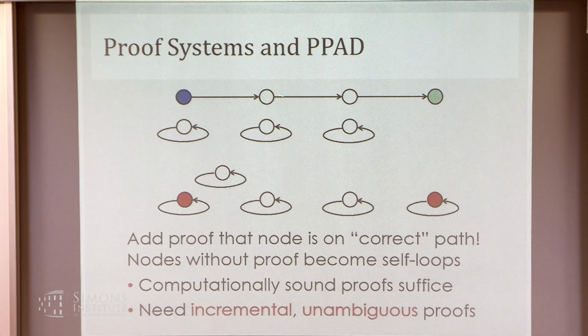A second subtle point is that we also want unambiguous proofs. To keep this nice structure, I want there to be a unique correct proof for every node along the path. I don't want to start having multiple nodes along the path because I want to keep the in-degree and out-degree at most 1. So we need what are known as unambiguous proofs. For every correct state along the path, there's a unique accepting proof. Maybe there are other accepting proofs, but it's hard to find them.